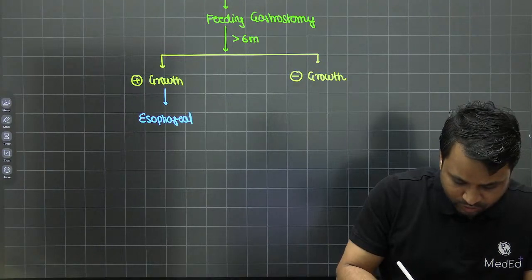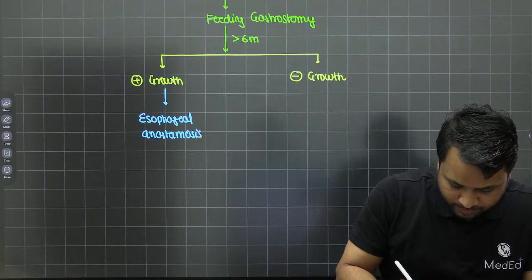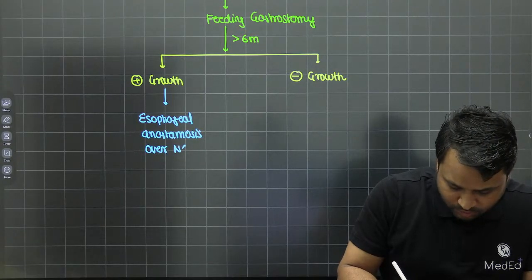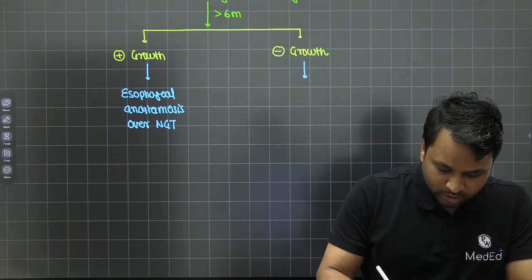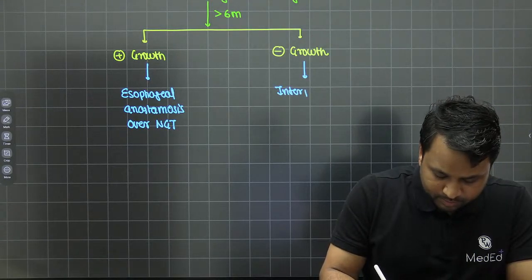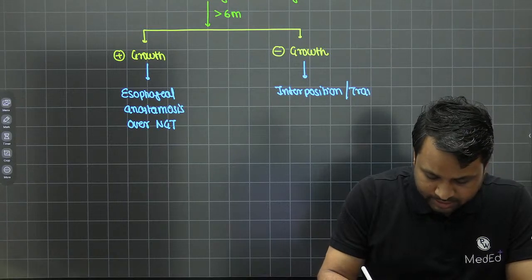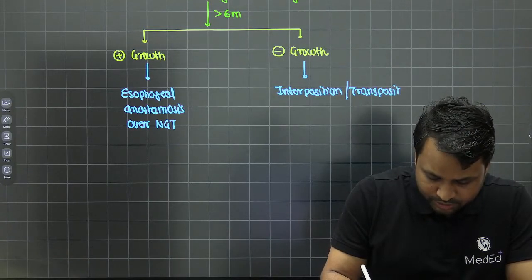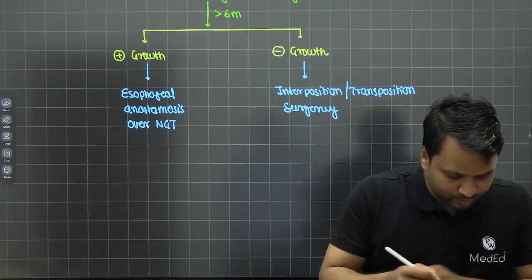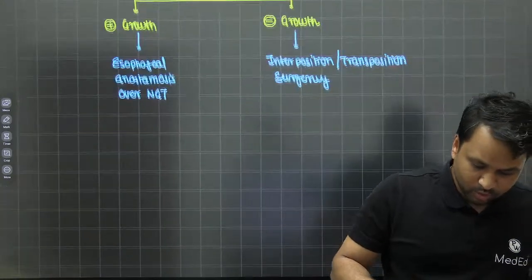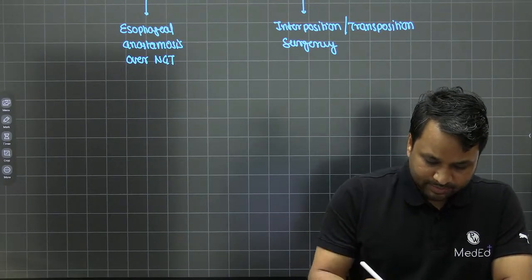Here you will do an esophageal anastomosis over a nasogastric tube. What we did. If there is no growth, then you have to do an interposition, also called a transposition. You have to do an interposition or a transposition surgery. Okay? Now, what do you mean by this interposition or transposition surgery? It is the same thing as I told you.